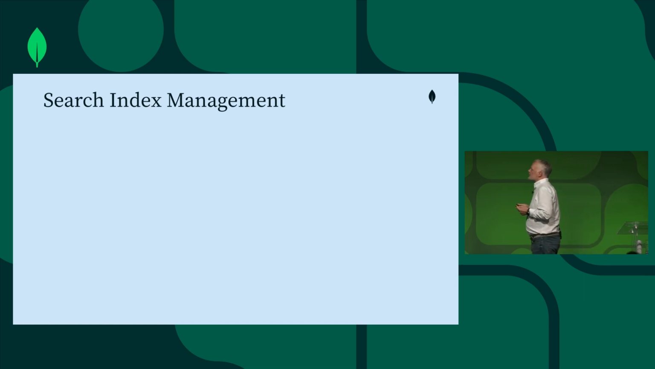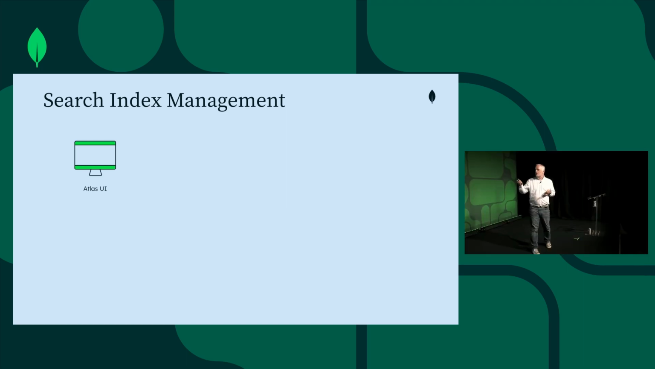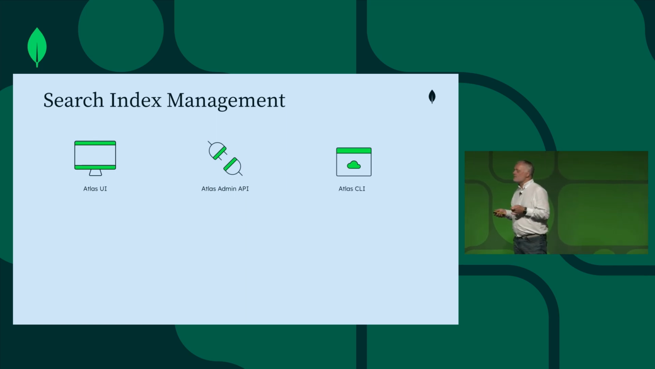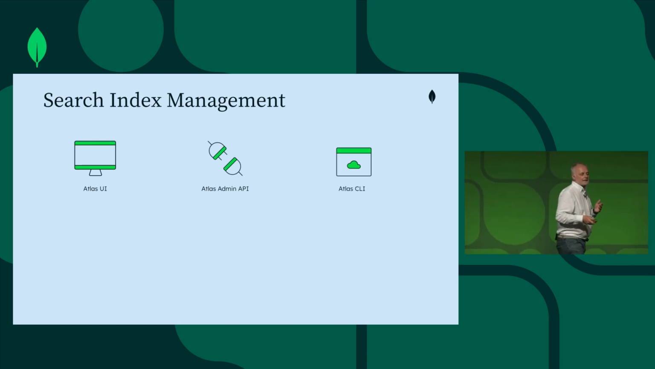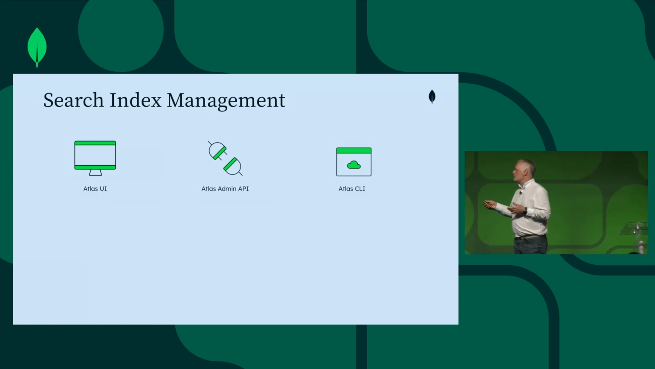Search index management. At the moment, or previously, you've had a choice about where you can create your search indexes. The original one was the Atlas UI. You can also do it through the Atlas API. And more recently, you've been able to use the Atlas CLI to do it. What we changed this year is we recognize that not everyone wants to create their indexes through those tools.